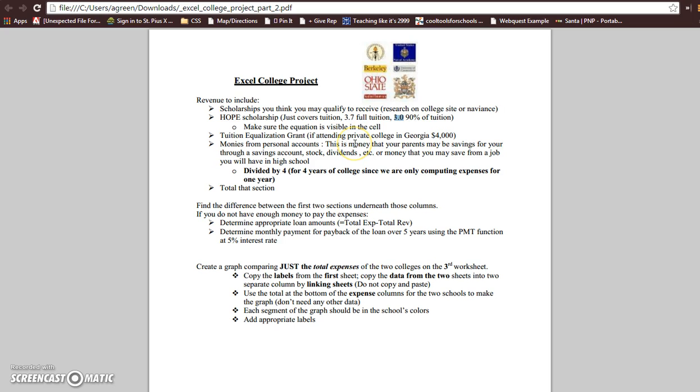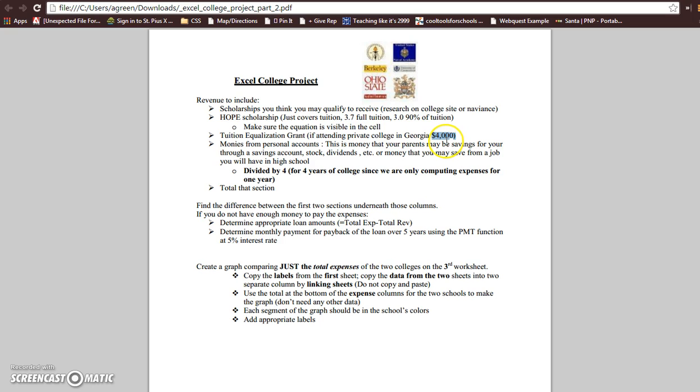Tuition equalization grant is for someone who attends a private high school, which all of you are doing, and goes to a private college in the state of Georgia. So you've already met part of the requirement by going to St. Pius, a private school in the state of Georgia. And so if you have chosen a private college, then you can get that $4,000 equalization grant.